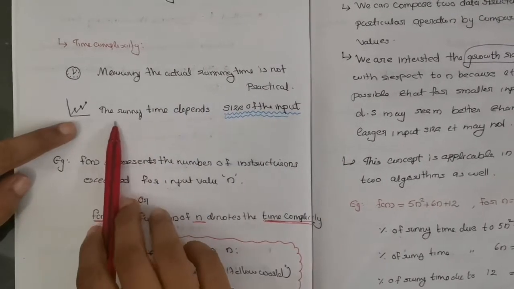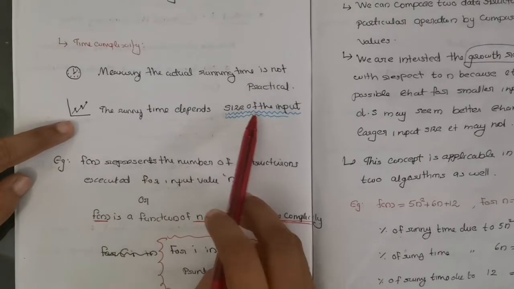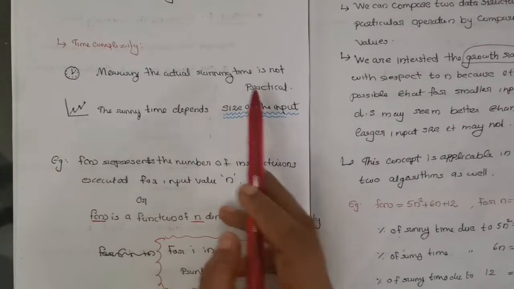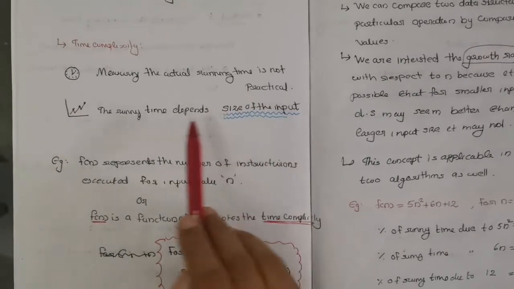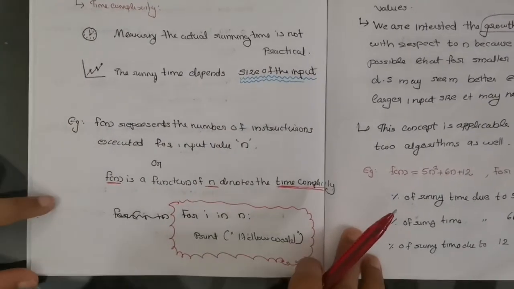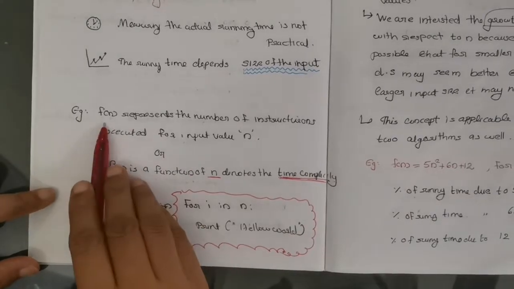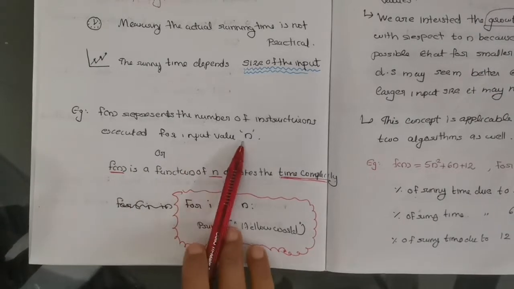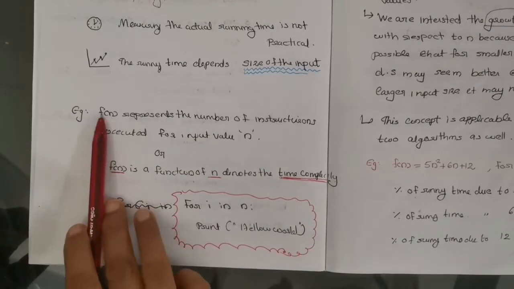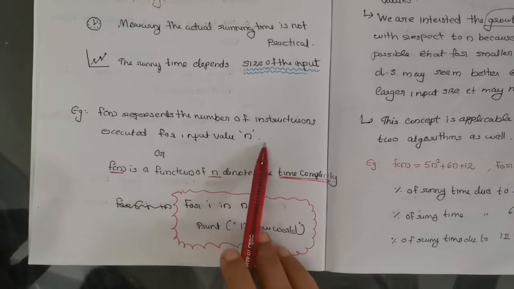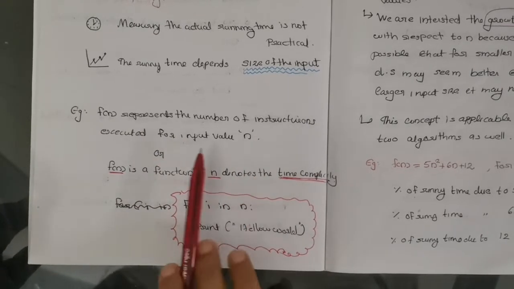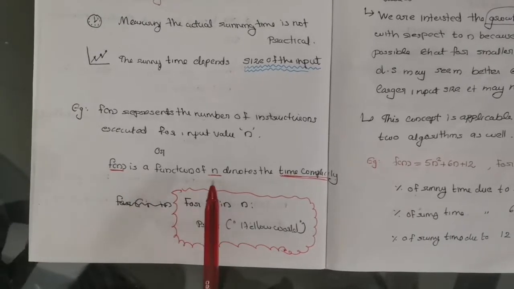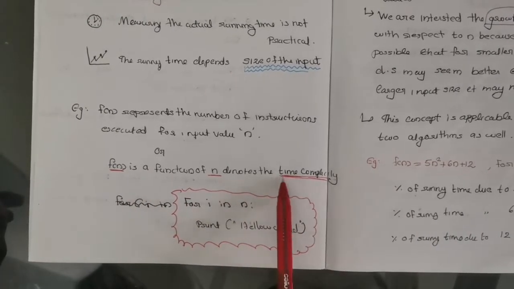And the second point is that running times depend on the size of the input. That we also know, right? As the array size increases, that much more time it will take. So there is a dependency. For example, f of n represents the instructions executed with respect to the input. That means f of n is a function that will execute n times. Okay, I will tell you how it works. Or f of n is the function of n that denotes the time complexity.